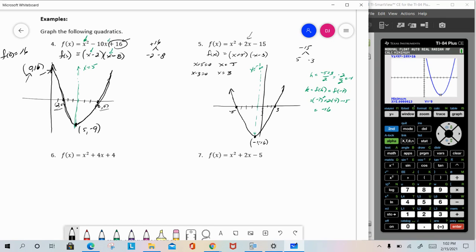And there's my parabola. Notice I am emphatic: you need to have the arrow on each end. Okay. And my y-intercept here is 0, -15. And I got that by doing f of 0: 0 squared plus 2 times 0 minus 15. Okay. And so that one's graphed.